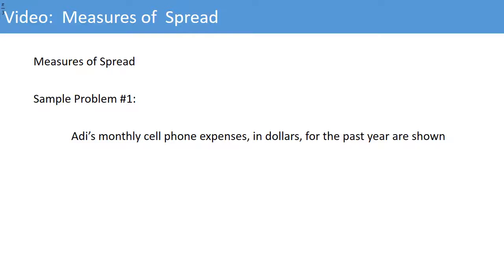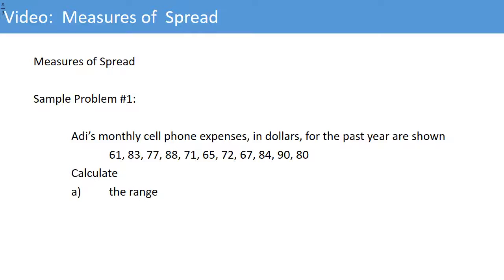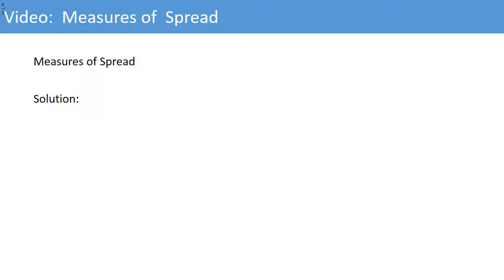Now, here's a sample problem. Audie's monthly cell phone expenses in dollars for the past year are shown. Calculate the range, the mean, the variance, and the standard deviation. Now, here are the steps. First of all, let's see how to determine the range.